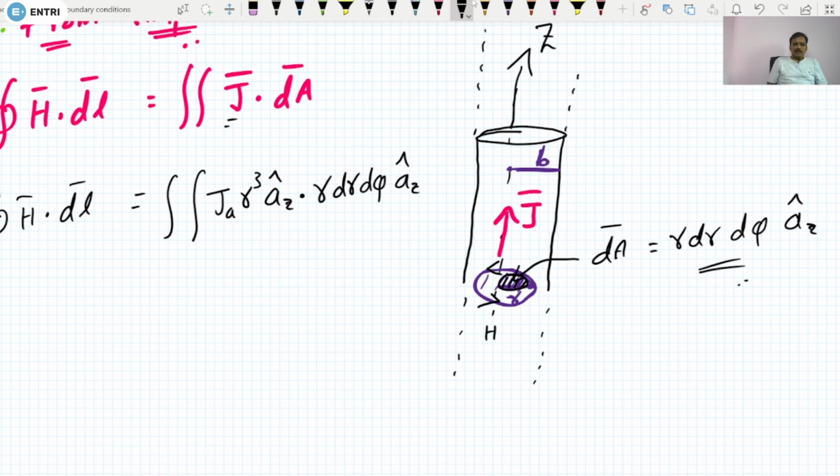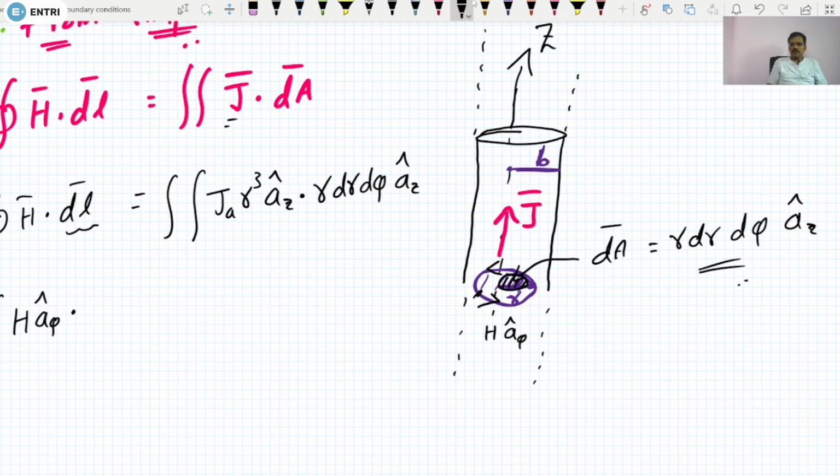Okay. So now see here, the magnetic field. In which direction is the magnetic field? If the current is flowing in the upward direction, the magnetic field is going to circulate in the anti-clockwise direction. So the direction of the H field is the a phi cap direction. So I'm writing the closed loop line integral of H, pointing in the a phi cap direction, dot, and this is nothing but the differential arc length.